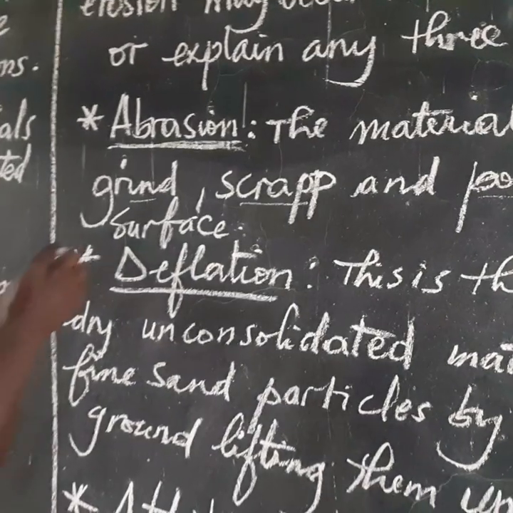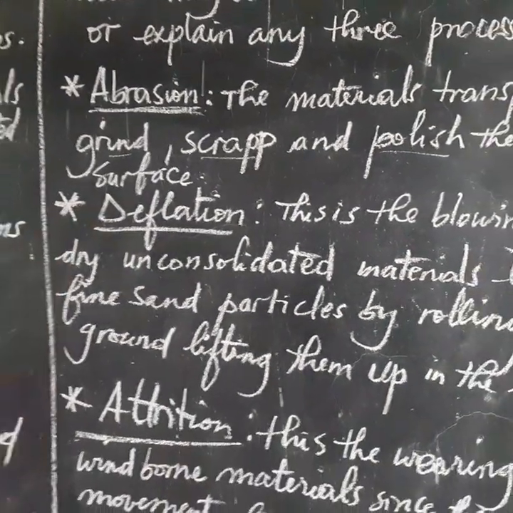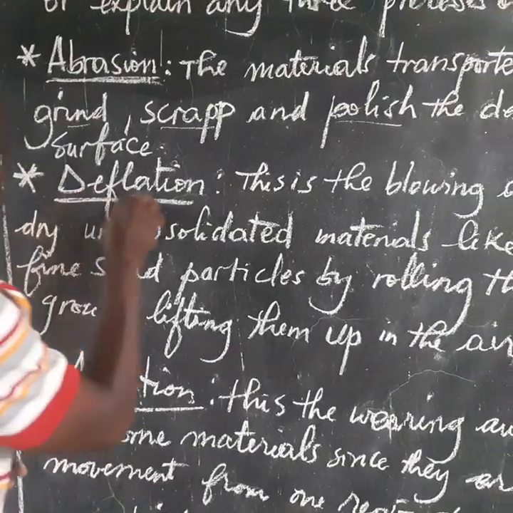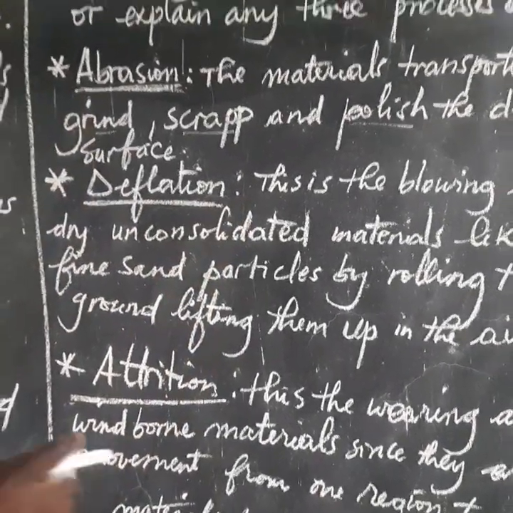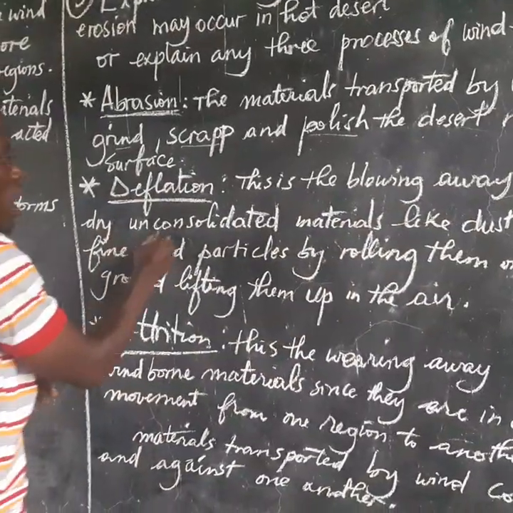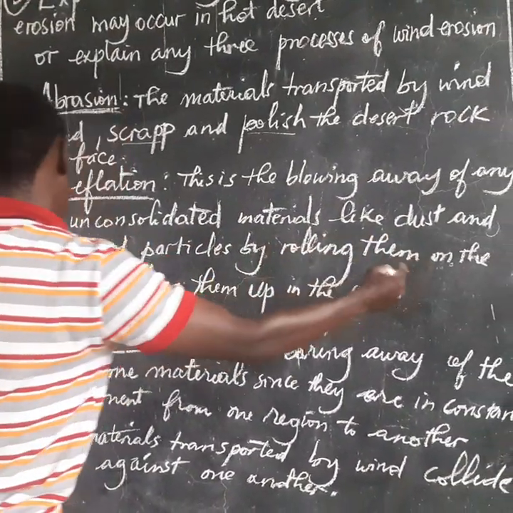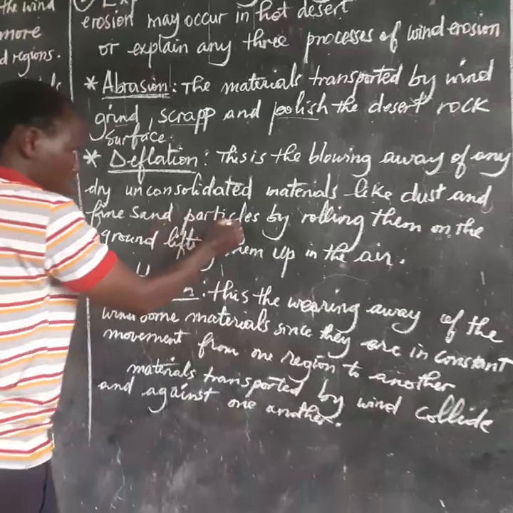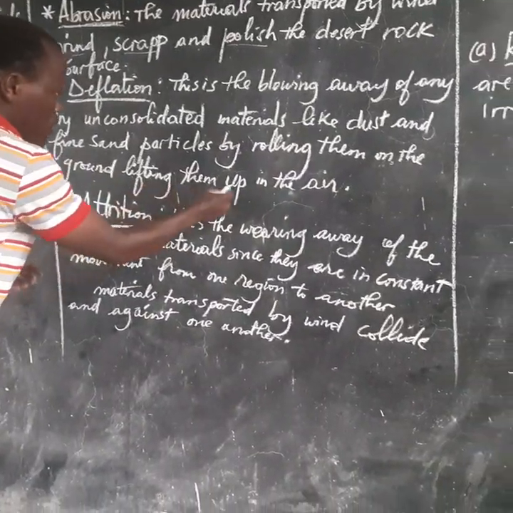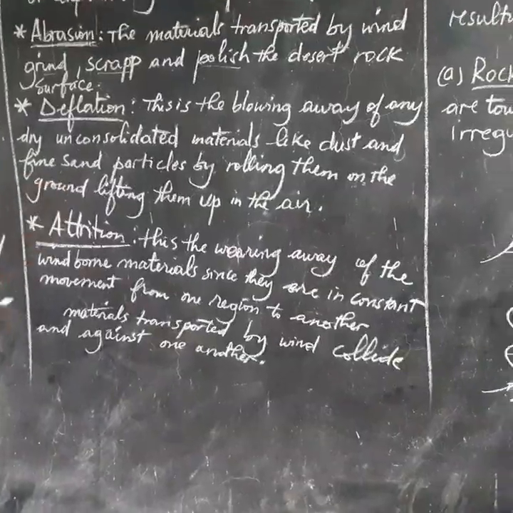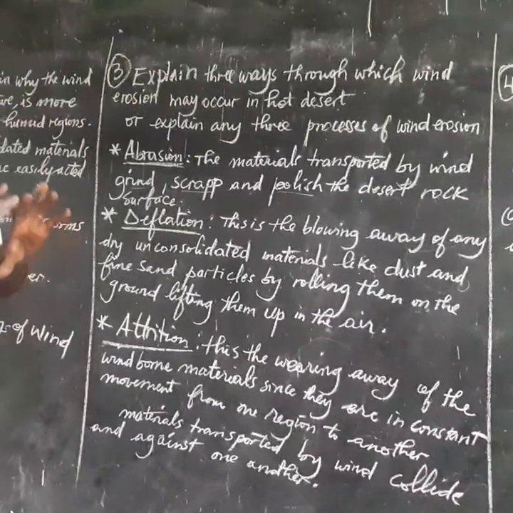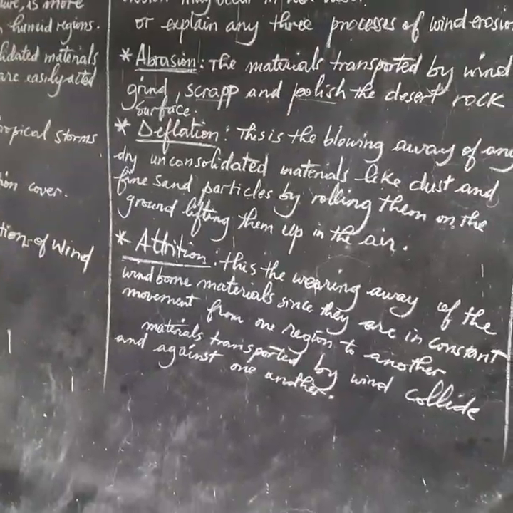Let's go to process number 2, which is deflation. When you talk about deflation, this is the blowing away of dry and unconsolidated materials like dust and fine sand particles by rolling them on the ground and lifting them up in the air. So we have seen that in the desert we have unconsolidated materials.